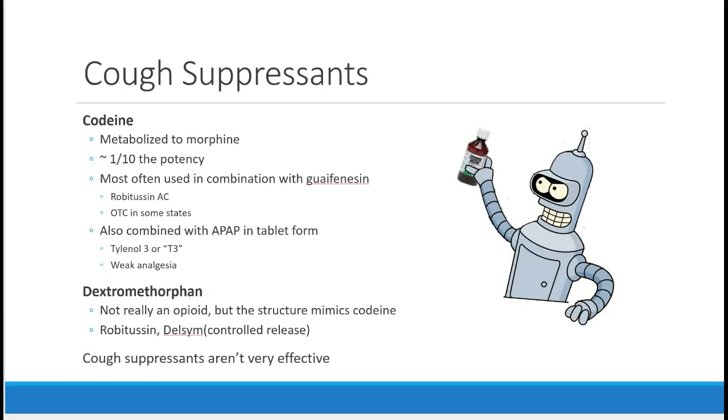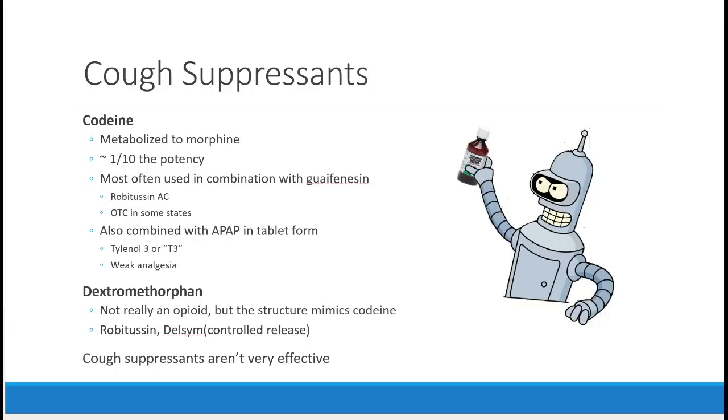I didn't talk about codeine at all because I don't really consider it an analgesic medication. I think of it as a medication for when you have a patient who really wants something for pain, but you don't want to give them a real opioid, so you give them codeine. Codeine is metabolized to morphine. It's about 1/10 the potency again.